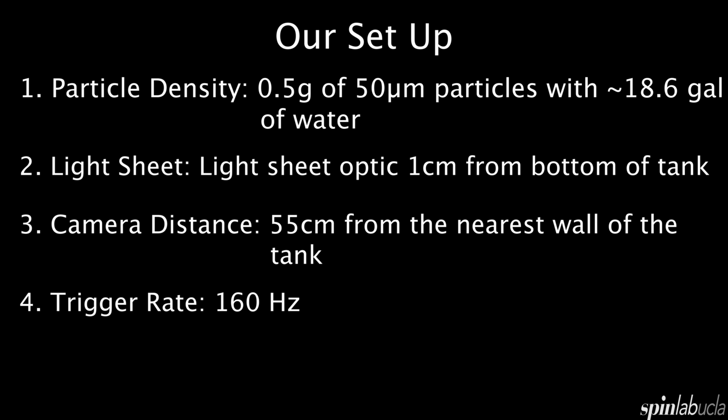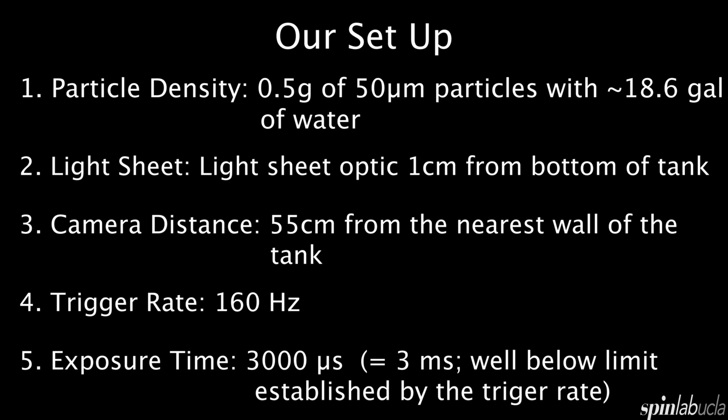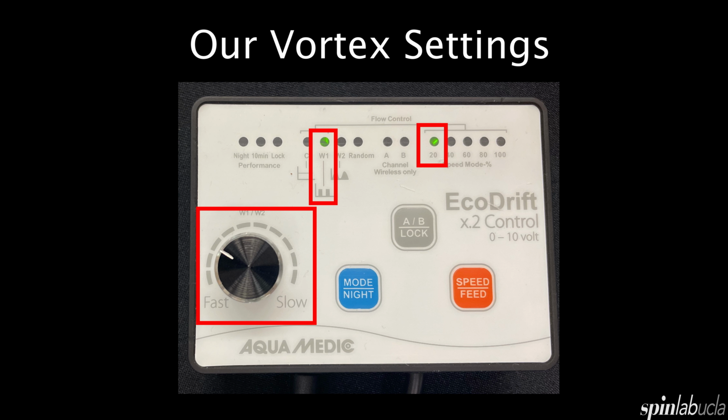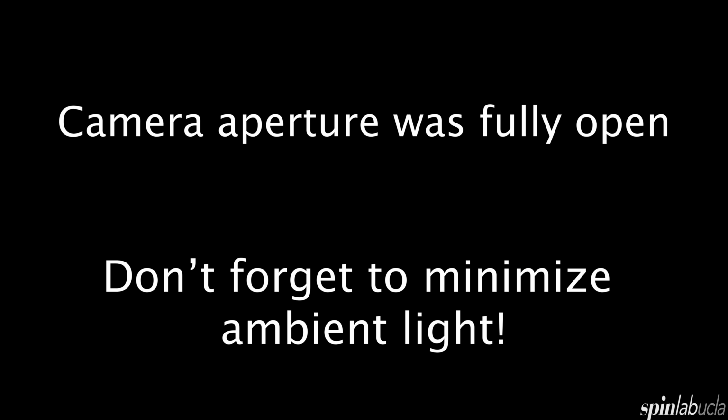Our exposure time was set to 3,000 microseconds, or 3 milliseconds, and our trigger rate was set to 160 Hz. The vortex generator was set to a medium fast frequency at W1 with 20% speed. The settings are shown here. The aperture of the camera was fully open. Finally, if possible, turn off all ambient light so as to not interfere with the illumination of the particles.